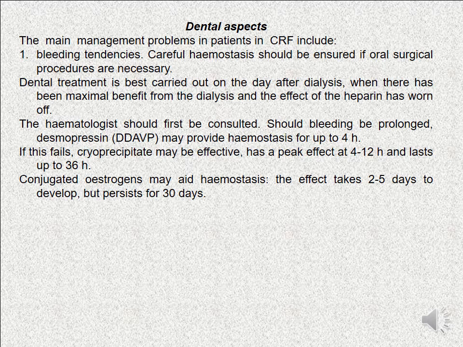Desmopressin may provide hemostasis for up to 4 hours. If this fails, cryoprecipitate may be effective, has a peak effect of 4 to 12 hours, and lasts up to 36 hours. Conjugated estrogen may also aid hemostasis. The effect takes 2 to 5 days to develop but persists for 30 days.